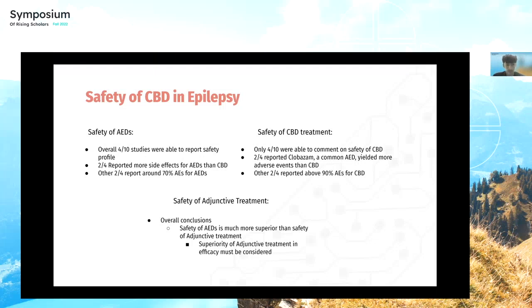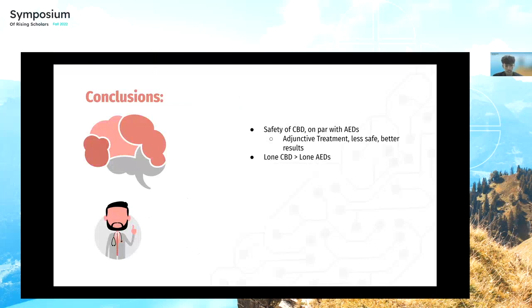because a lot of the studies didn't really report much. And the most important is the safety of adjunctive treatment, whose efficacy we covered in the last slide, which proved to be really convincing. The overall conclusion is just that the percentage of patients who experienced adverse events was much higher in adjunctive treatment groups compared to AED treatment groups. So we can say that AED treatment is much superior to adjunctive treatment in safety, but that efficacy has to be considered before we completely eliminate adjunctive treatment as a potential treatment alternative. Okay, and now on to the conclusions.